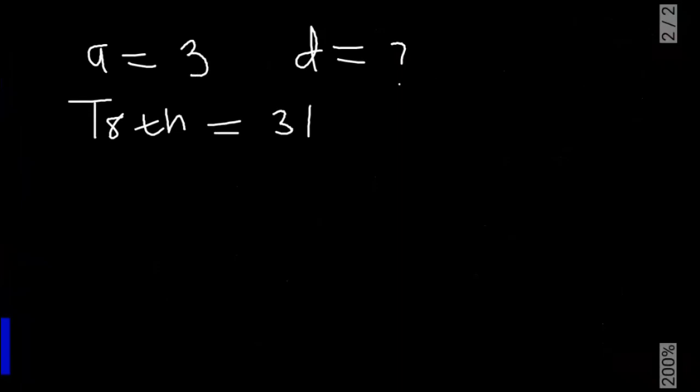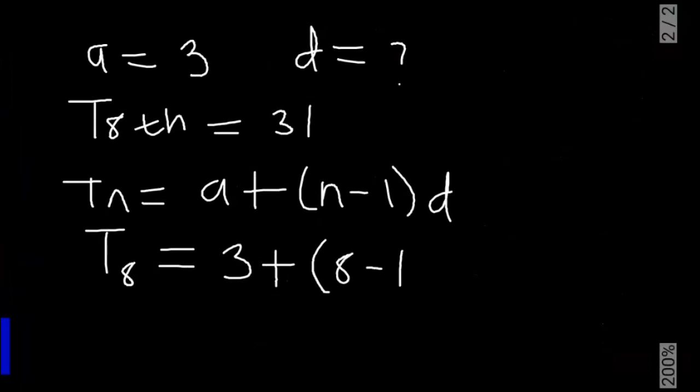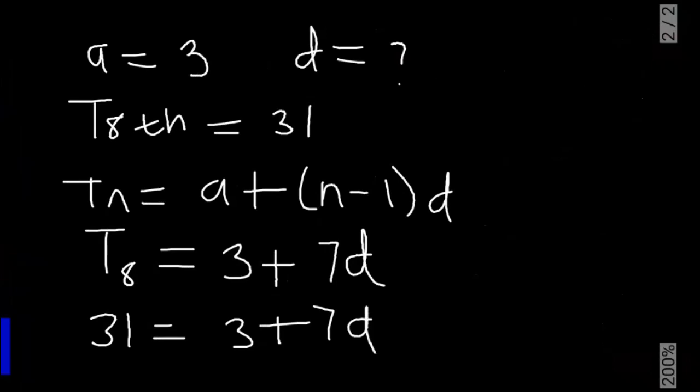According to our formula, we have Tn equal to a plus n minus 1 d. So what about the 8th term? The formula for the 8th term is a, which is 3, plus n minus 1, 8 minus 1, which is 7d. And our 8th term is 31. So we have 31 equal to 3 plus 7d. So here we have an algebraic equation.